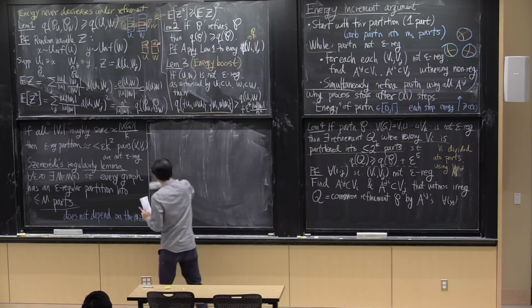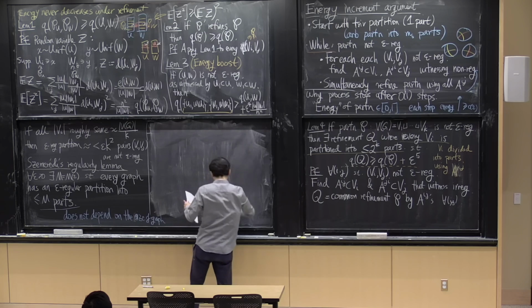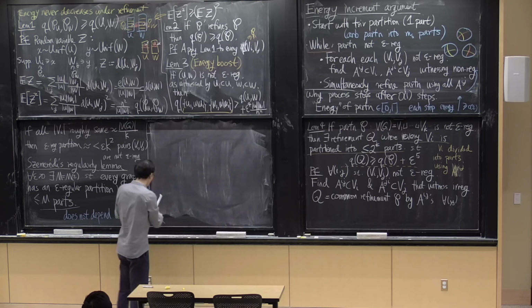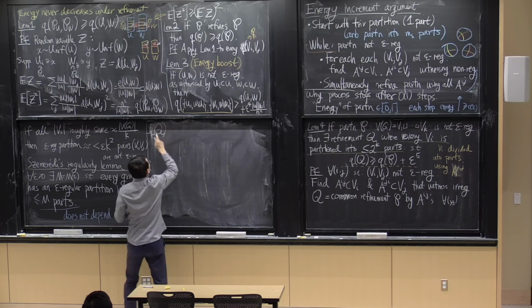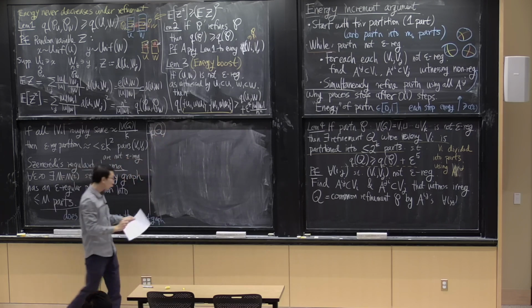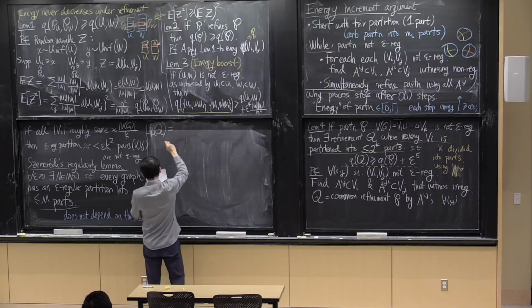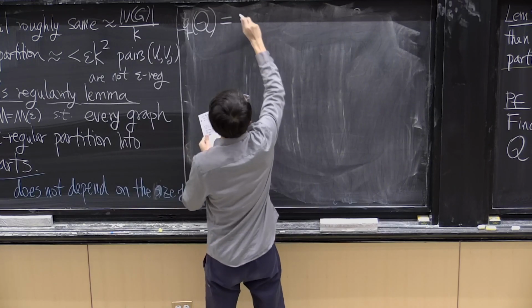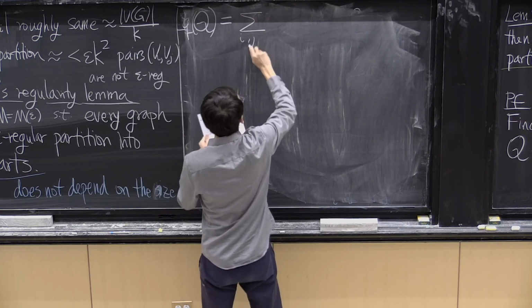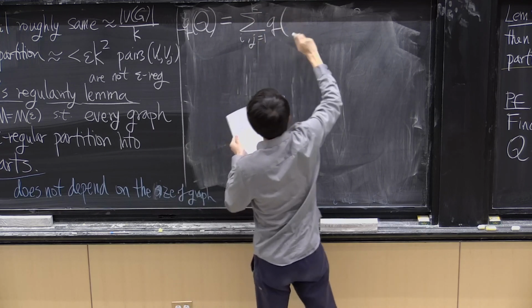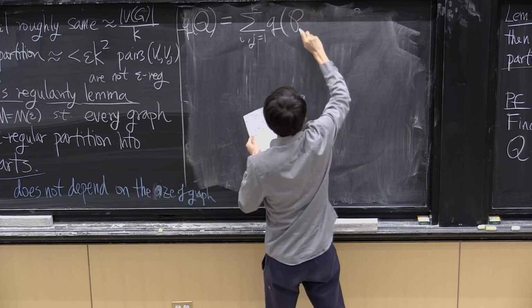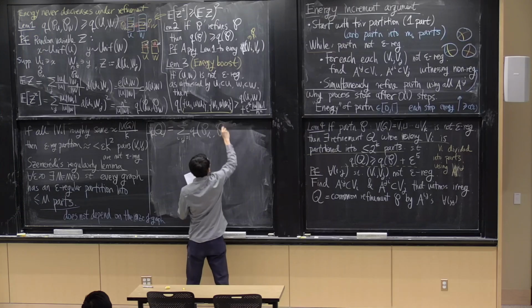We're going to put the top 3 lemmas together. First, we want to analyze the energy of Q. So let's write it out. The energy of Q is the sum over the energy of individual partitions of the V_i's.